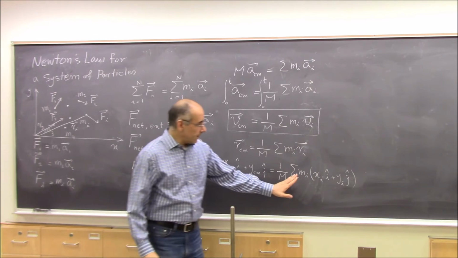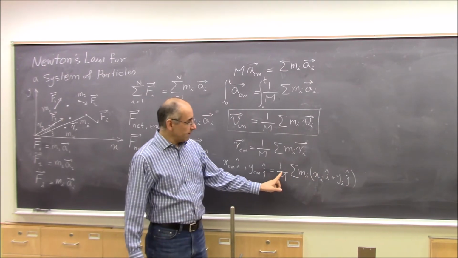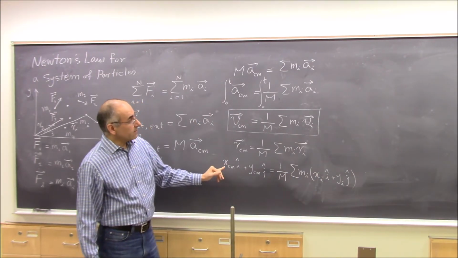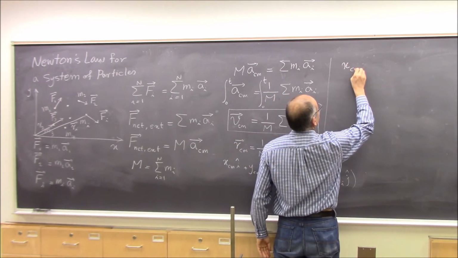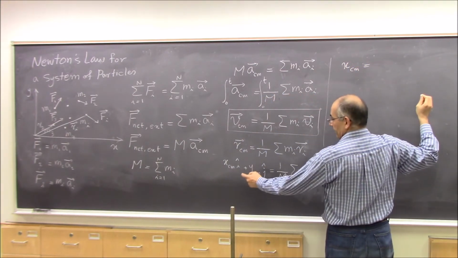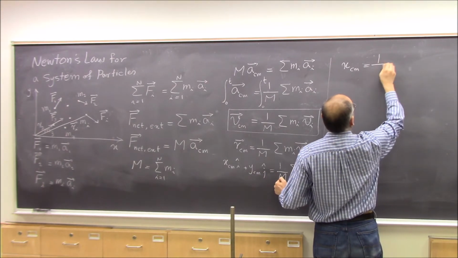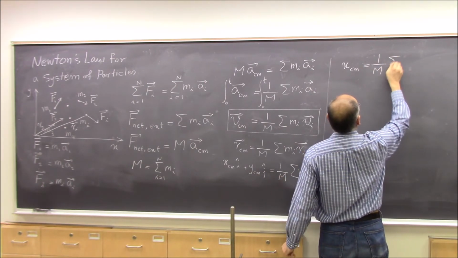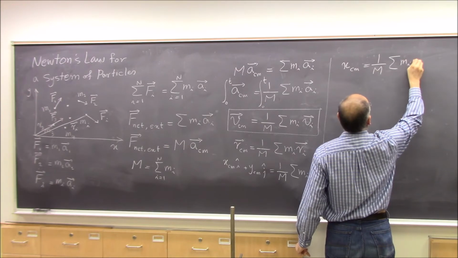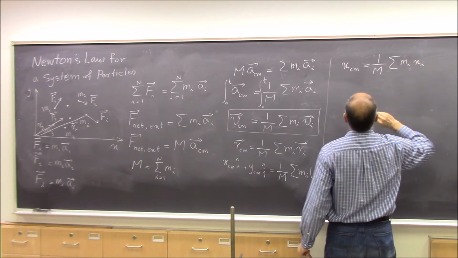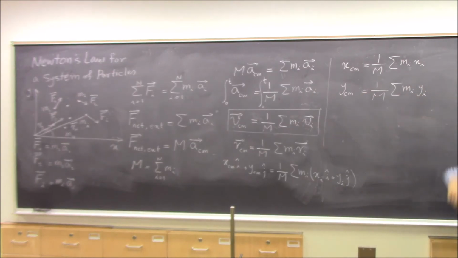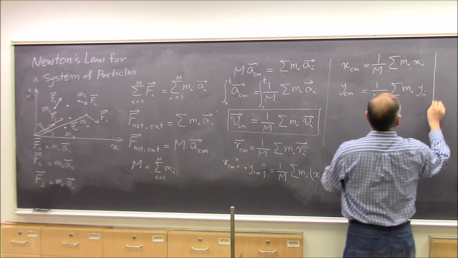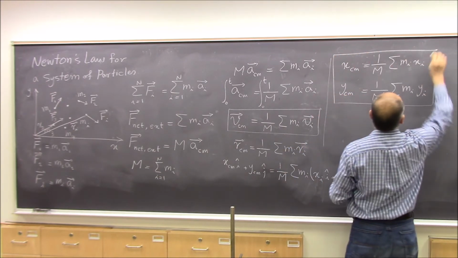Now if you do a distribution here, x of center of mass should be equal to 1 over m sum of mi xi. And y center of mass, and you have z center of mass the same way. So you see, this is the formula for center of mass.